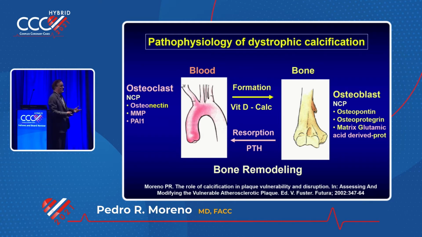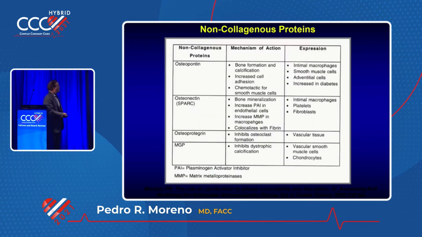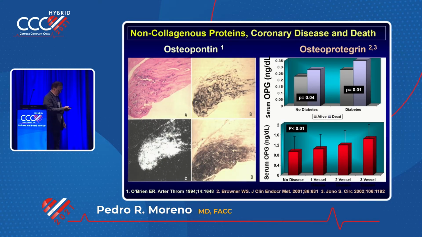So you will see it in calcific patients. So your rotablator or your orbital is your friend when you do end-stage patients. And in the natural history, you can see that all these osteopontin, all these collagenous proteins have a mechanism of action very similar to what we know about atherosclerosis. So that's the pathophysiology of calcification. You can measure it. Actually, in diabetes, it's higher. You can measure it in patients with multivessel disease.